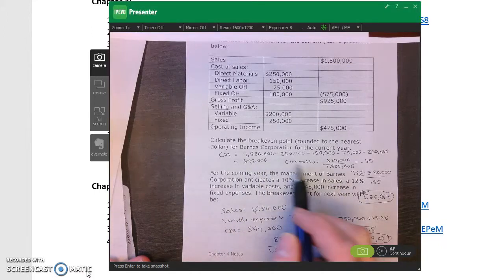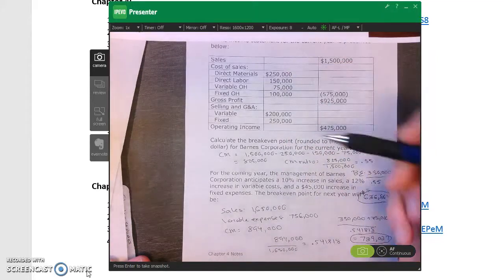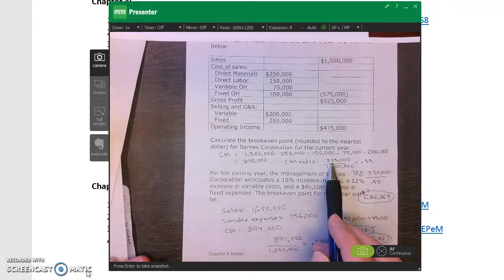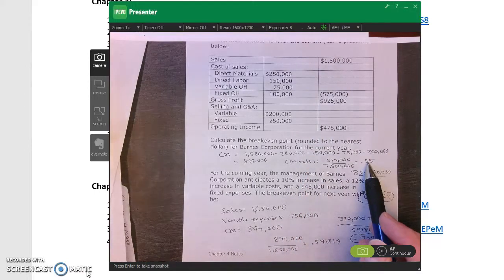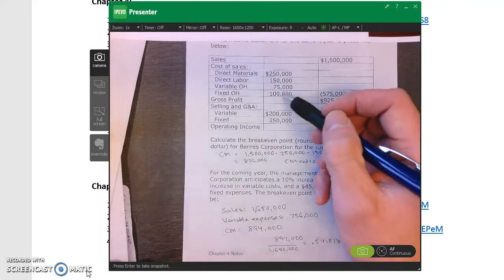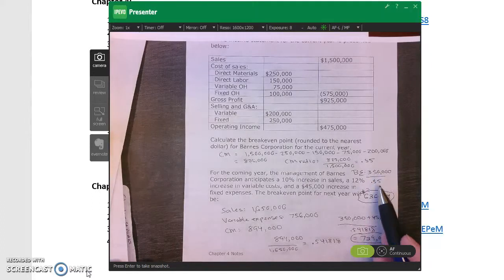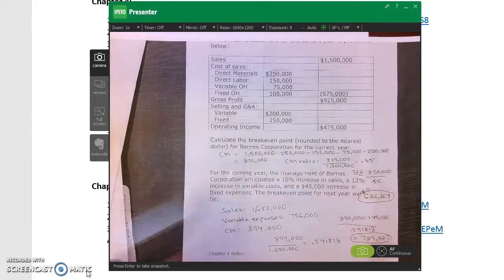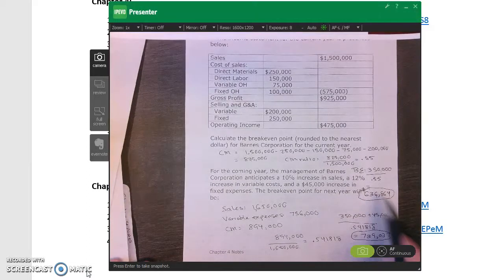And then what I can do, and this is in terms of sales dollars, that's what it's asking, okay, because we don't know anything about units. So we take our 825 divided by our 1.5 million. This gives us our CM ratio. And remember, what I can do is take my fixed expenses, which would be my 100,000 and my 250, which is 350, divided by my CM ratio, to give me my break-even point. Okay, that's my break-even point right there.